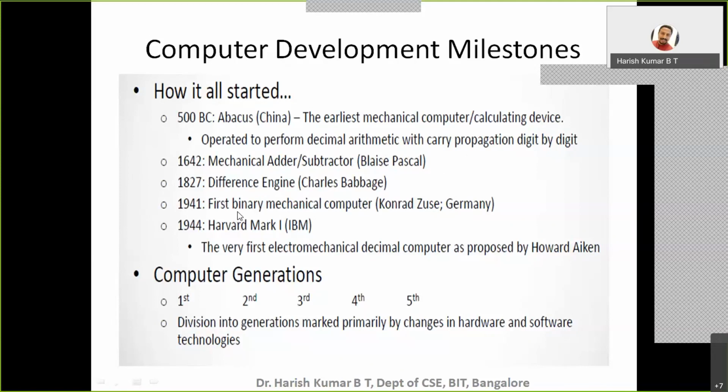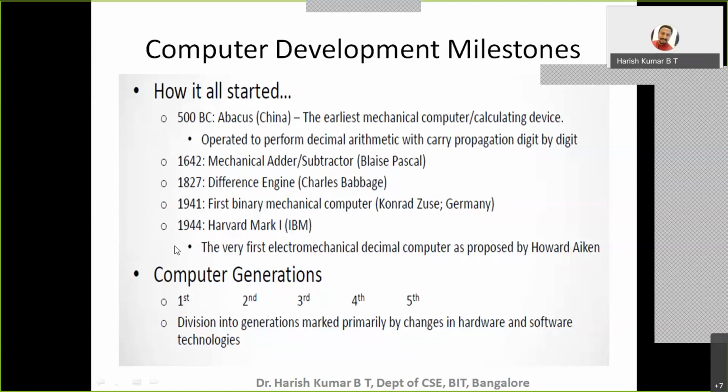In 1941, the first binary mechanical computer appeared in Germany. In 1944, the first electromechanical computer came. Prior to 1945, all computers were mechanical computers, and there were no electronic components used in them. Prior to 1945 we call it the mechanical computer era, and from 1945 onwards it is called the modern computer era, because electronic components started being used in the computer system.